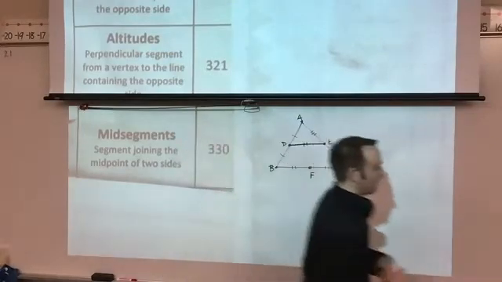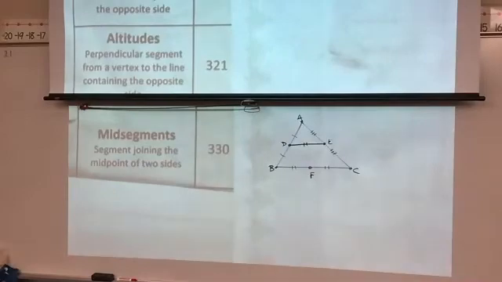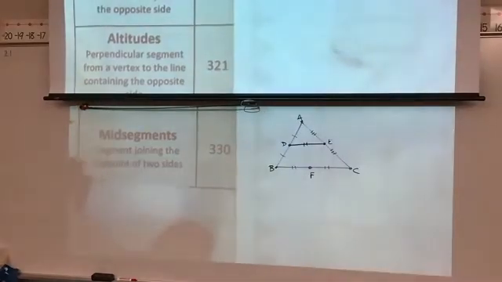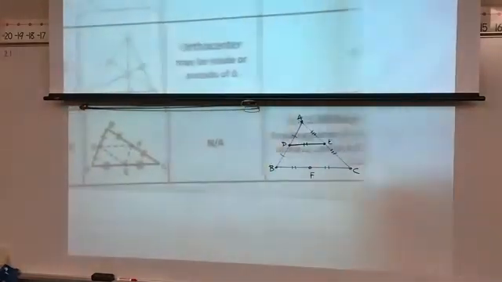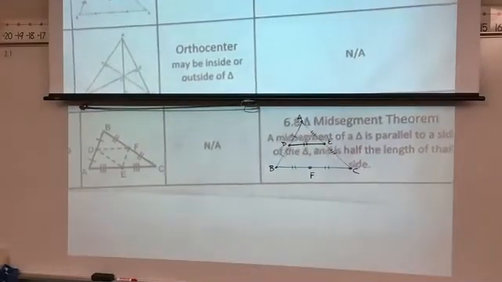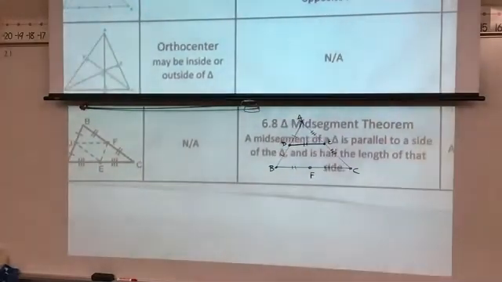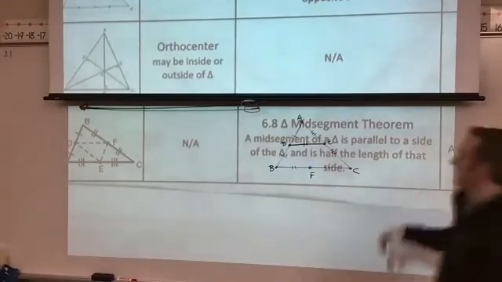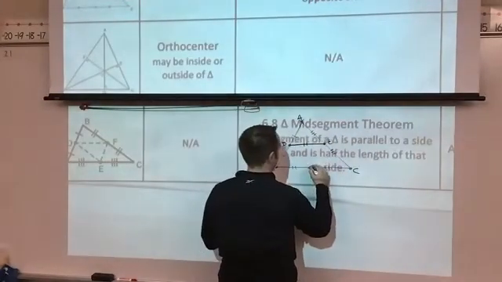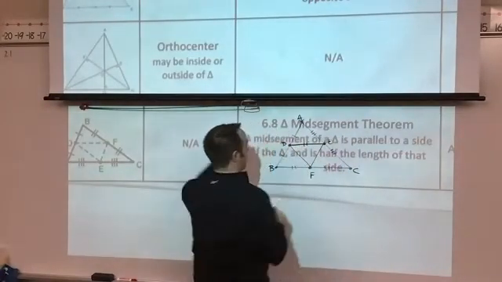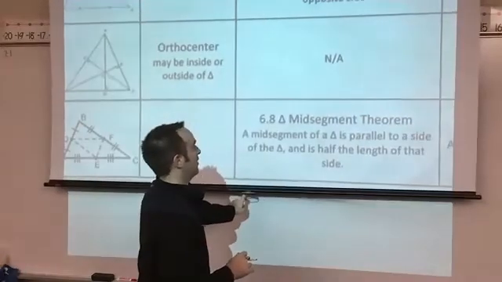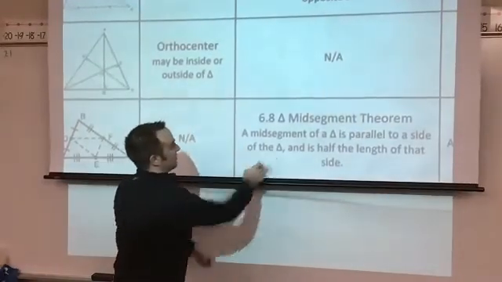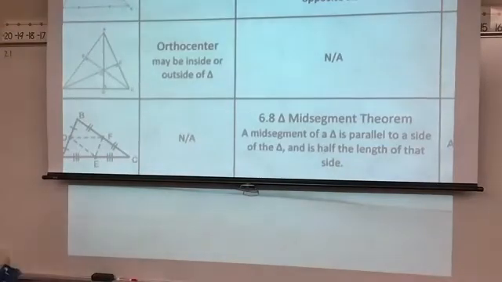Okay, let's get some words down. Let's get our theorem down in words here so that we have it. There's no point of concurrency for this one, right? There's no place where those three midsegments are going to cross at one point. So we don't have a point of concurrency, but we do have a theorem. So let's go ahead and copy that down, the triangle midsegment theorem.